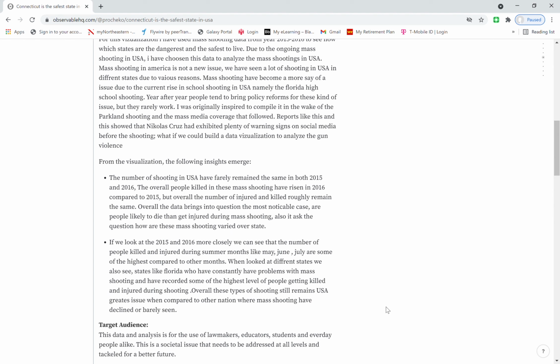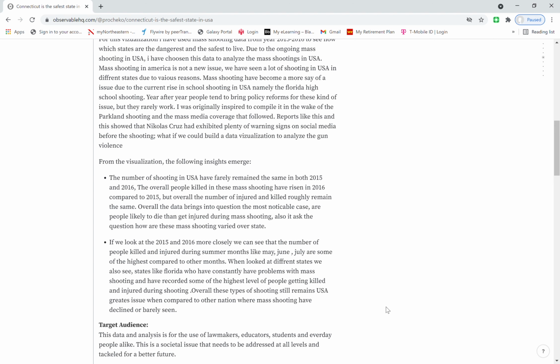From this visualization, the following insights emerge. The number of shootings in USA has fairly remained the same in both 2016 and 2015. The overall people killed in these mass shootings have risen in 2016 compared to 2015, but overall the number of injured and killed roughly remains the same. Overall, the data brings into question the most noticeable case: are people likely to die than get injured during mass shootings? Also, it asks the question, how do mass shootings vary over states?